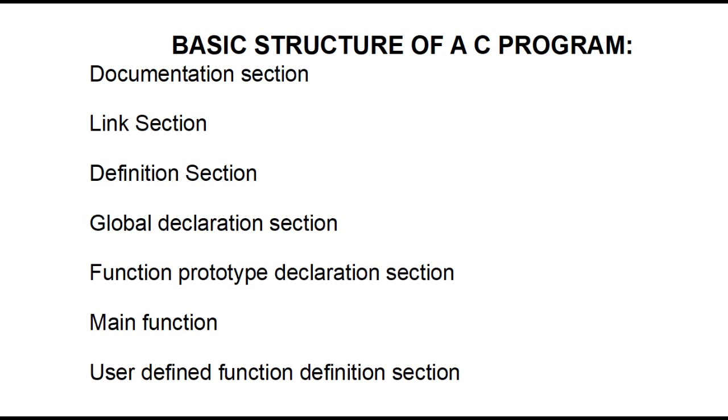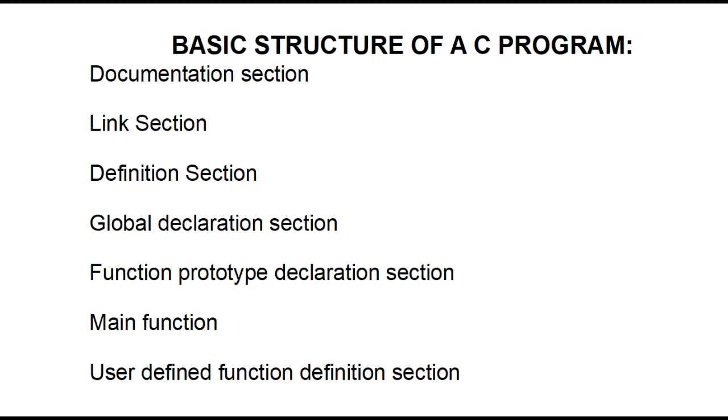Next is the main function section. Every C program needs to have a main function. Each main function contains two parts, a declaration part and an execution part. The declaration part is the part where all the variables are declared. The execution part begins with the curly opening bracket and ends with the curly closing bracket. Both declaration and execution parts are inside these curly braces.